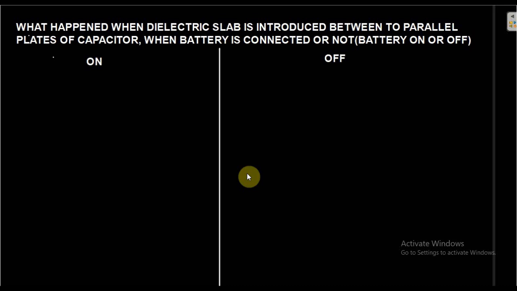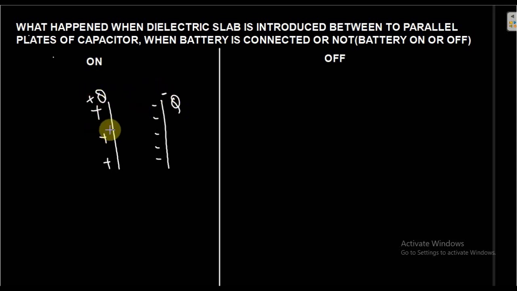First of all, we will understand the topic concept. Let us consider a parallel plate capacitor. One side is positive and the other side is negative. On this side a positive Q charge and on this side a negative Q charge is generated on the plates of the capacitor.